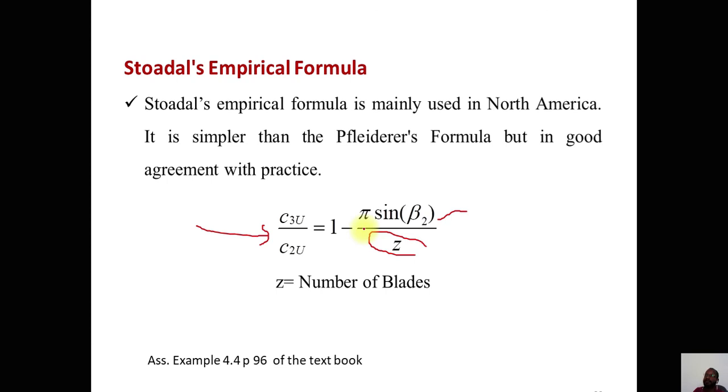Pi, sine of the blade angle, with that of the number of blades. In an easy way from these situations, the number of blades is possible to get now, and the angle of inclination is again possible now. Then by having only C2U or either of C3U or C2U, it is possible to find one of them. That's why it is easy.